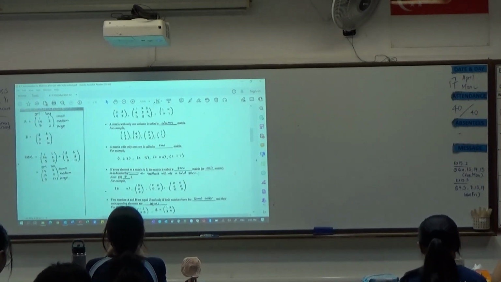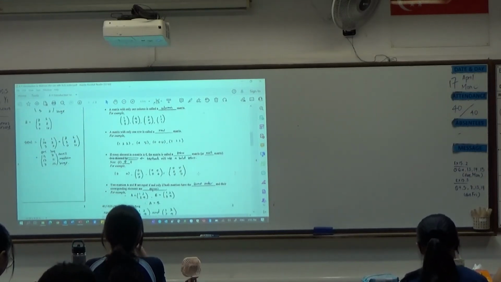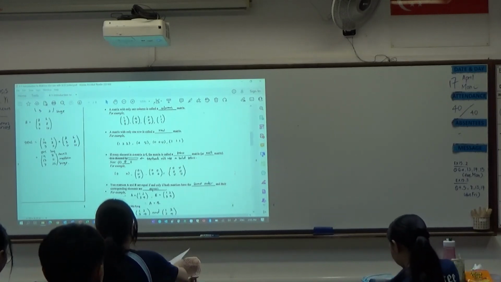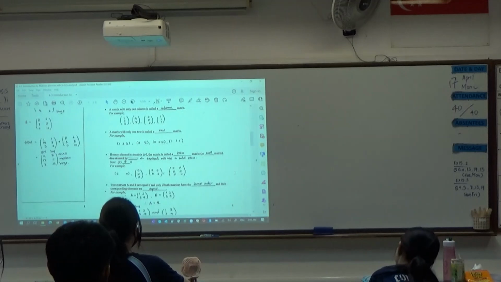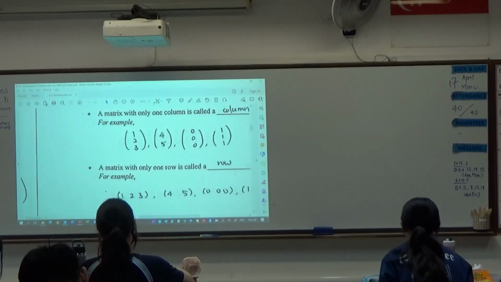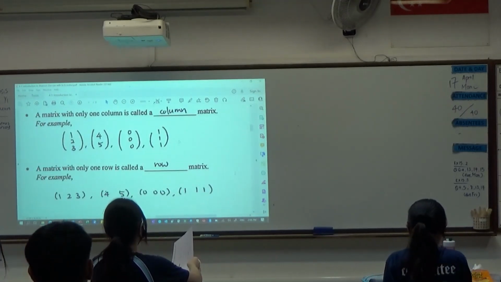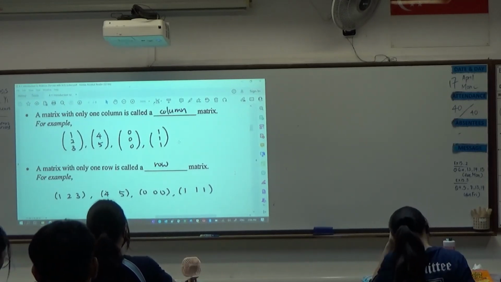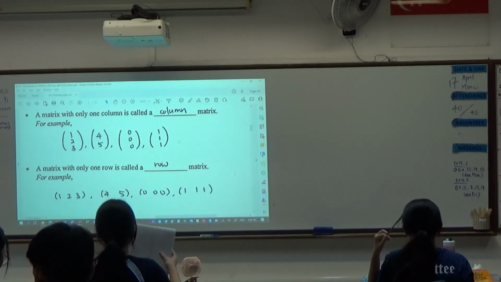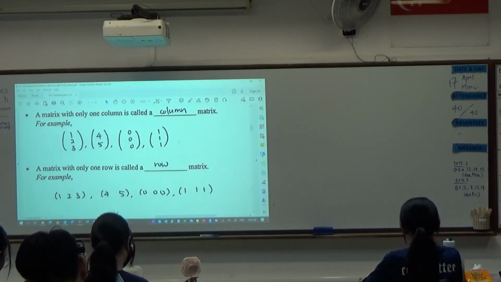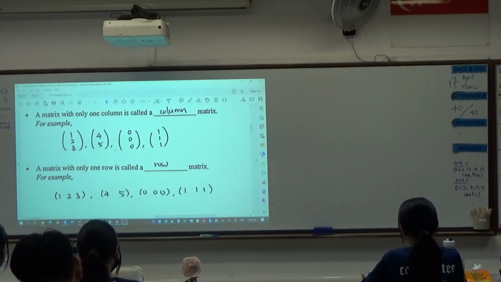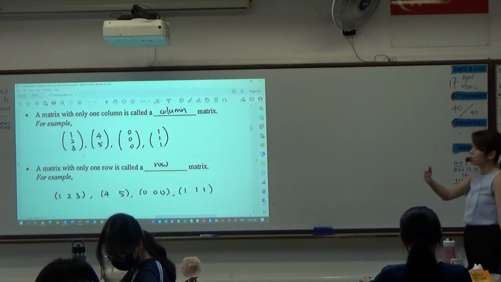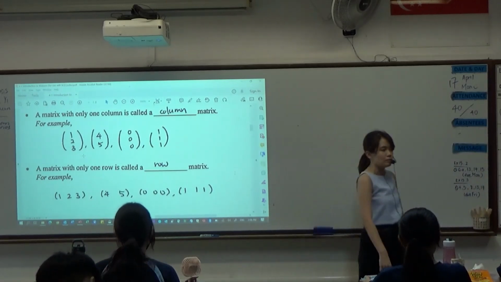Now, I want to run through these 4 points that are found in the worksheet. These 4 bullet points. Now, let me just zoom in. These are terms that you need to be familiar with. The very first one is that a matrix with one column is called a column matrix. So some column matrices that you will have are things like this. It is one column only, 1, 2, 3, 4, 5. The elements really don't matter.